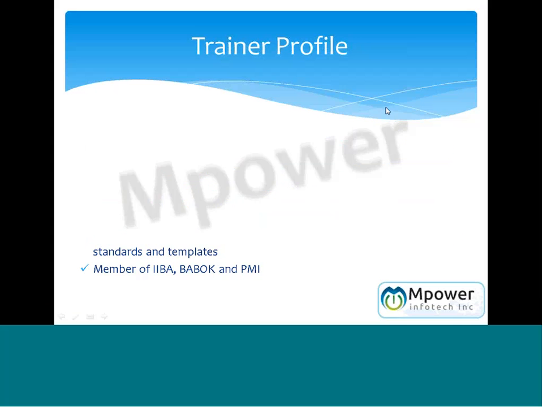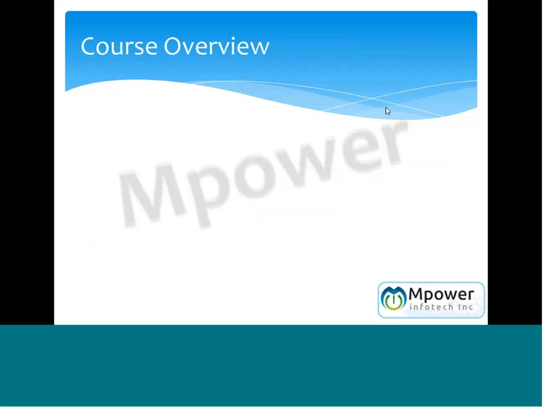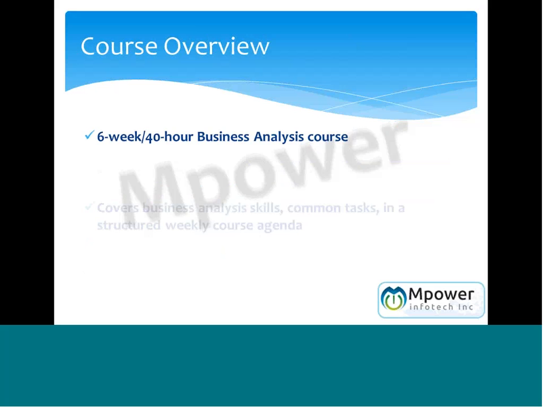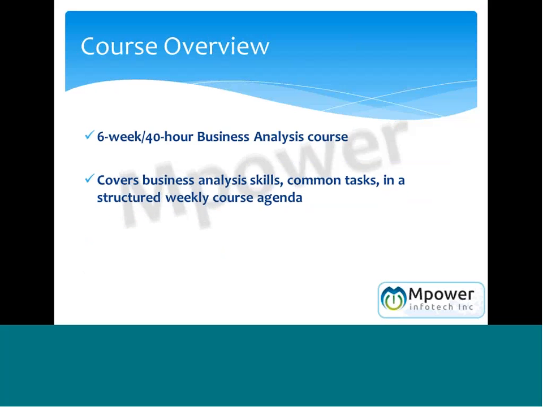Now, coming to the core concept of today's discussion, the course overview. It's going to be around 5 to 6 weeks of training course. We are most likely going to spend around 40 hours working together. What is going to be covered in the course is obviously about the business analysis skills, the common tasks, common goals accomplished by a business analyst. One of the most important aspects of our training program is our training approach. I actually claim that our training model is an 80-20 training model.